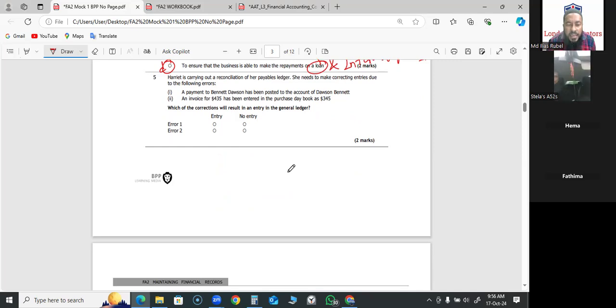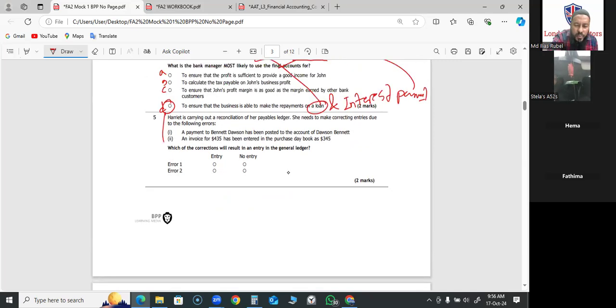Harriet. Before I read the big scenario and question, which of the corrections will result in an entry in the general ledger? General ledger means T account, okay? General ledger. Yeah, but we need to read the questions. Payables ledger is there. Control account and individual account, I'll be talking heavily later on. Maybe let's talk about two things.